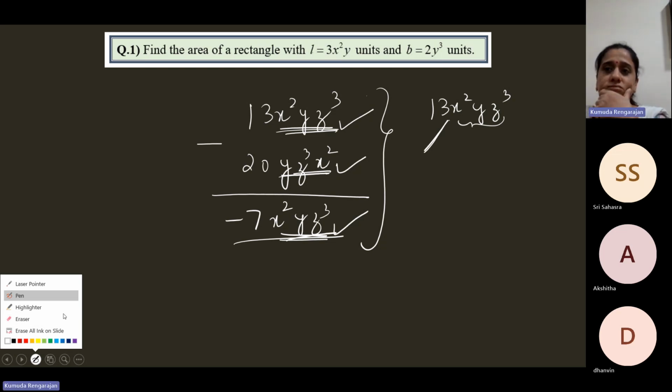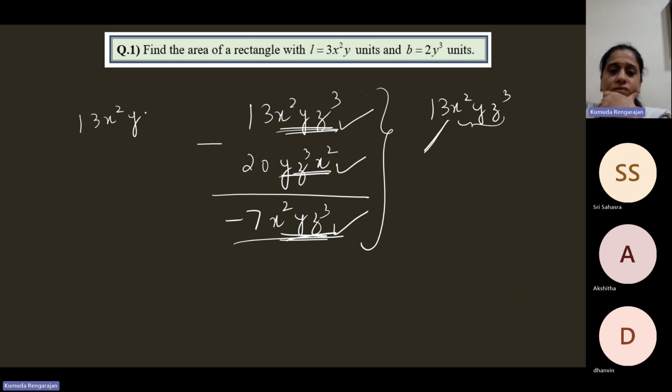We put it in the same order. What put it in the same order? For example, if we put it in the order of 13, that 20: 13x square yz cube and 20x square yz cube. Okay.